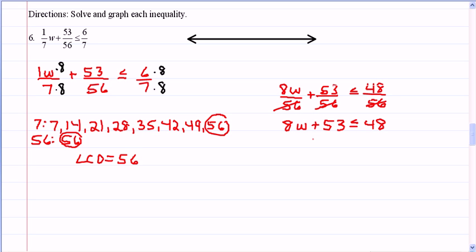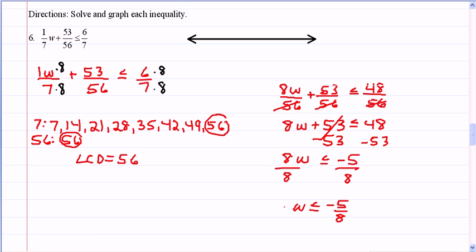So to solve for w, I subtract 53 from both sides of this inequality. The 53's cancel, and I have 8w is less than or equal to negative 5. 48 minus 53 is negative 5. And my last step is to divide both sides by 8. And when I divide both sides by 8, my final answer is w is less than or equal to negative 5 over 8. So this is my answer as an inequality, but then I have to graph the solution.